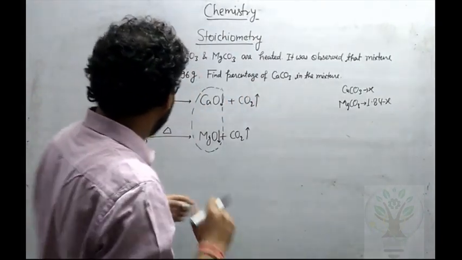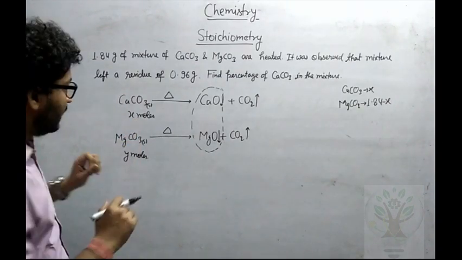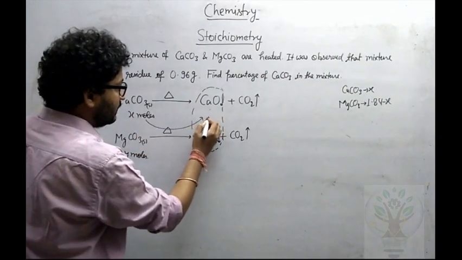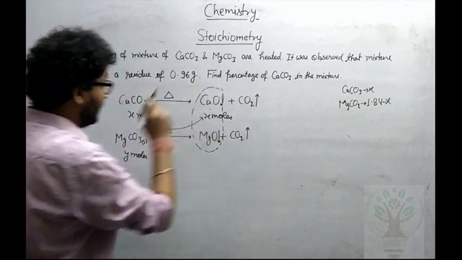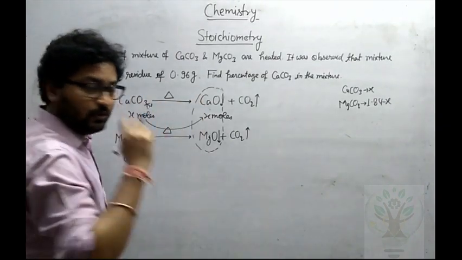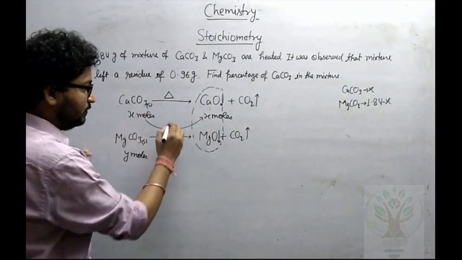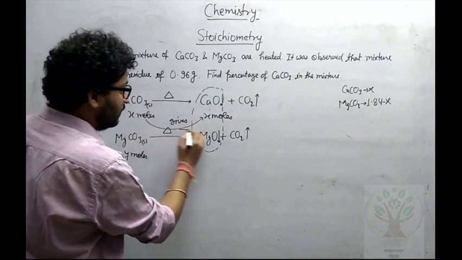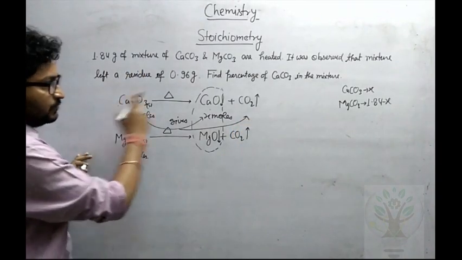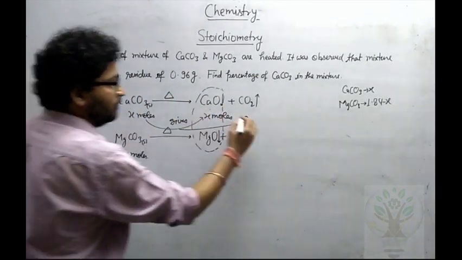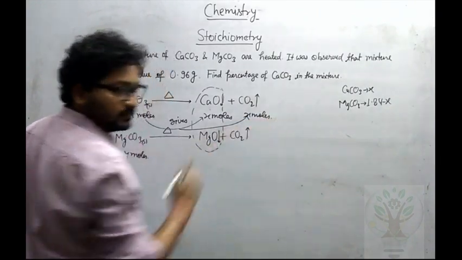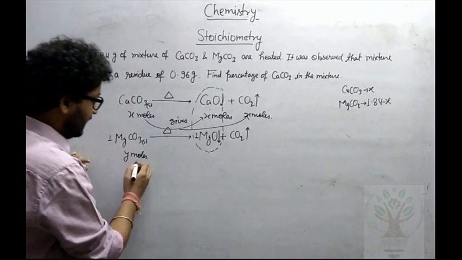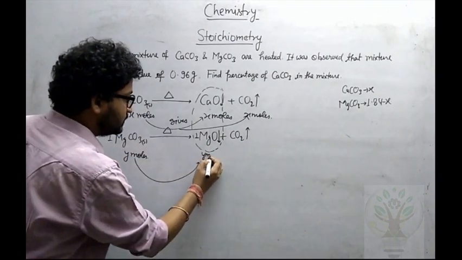Now let's see. I have assumed x moles here, y moles here. Now 1 mole of CaCO3 gives how many moles of CaO? 1 mole. So x moles will give us x moles of CaO. Similarly, how many moles of CO2 will be formed? 1 CaCO3 forms 1 CO2. So x moles will form x moles of CO2. Now let's see here. 1 MgCO3 produces how much MgO? 1 mole. So y moles will produce y moles.